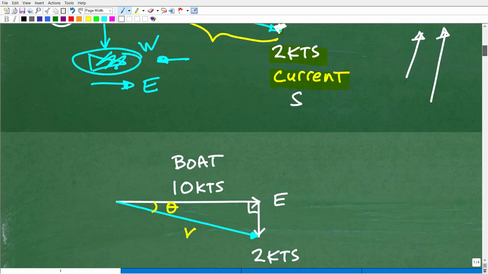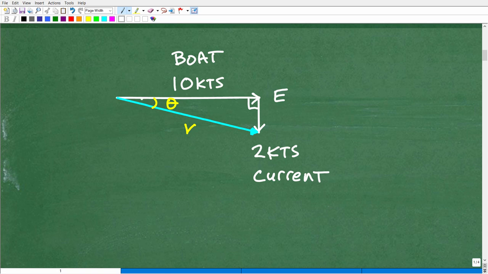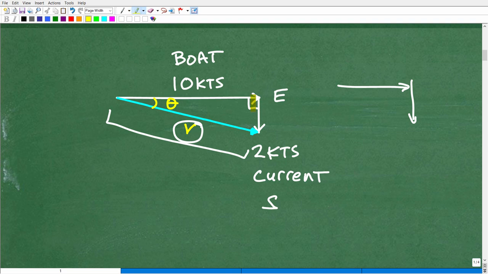So let's look at this a little bit more precisely. Here is the situation. We've got the boat going 10 knots due east. We've got this current going 2 knots due south. So what we need is the length of the hypotenuse of this right triangle, because this is a cross current. East and south form a 90 degree angle. That's important, and you'll see why in a second. So we need the length of this hypotenuse of this triangle, and this angle here.